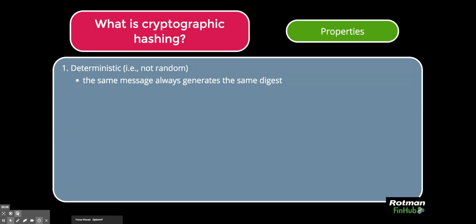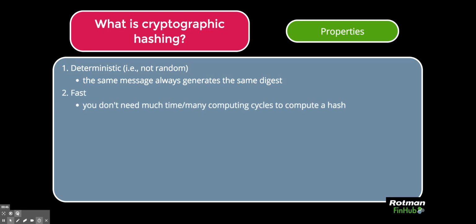Now, what are the properties that we're looking for? The first thing is it has to be deterministic. That means that the same message will always generate the same digest. The second, it has to be fast, meaning that when I give you a message and I do a hash of the message, it should be very simple and very fast to compute the particular hash. So you shouldn't need many computing cycles for it.